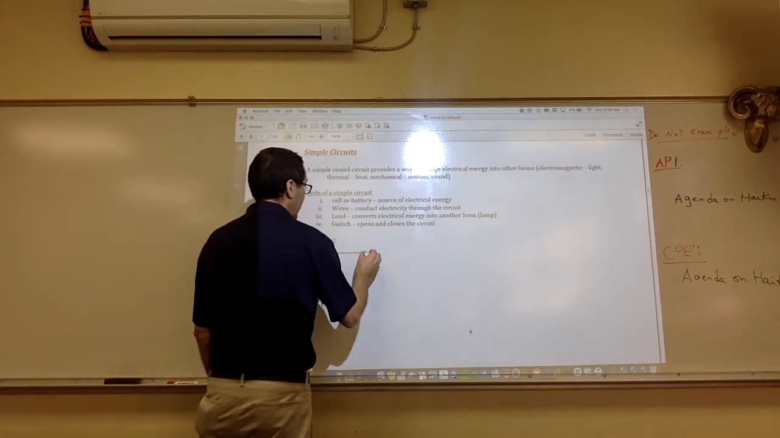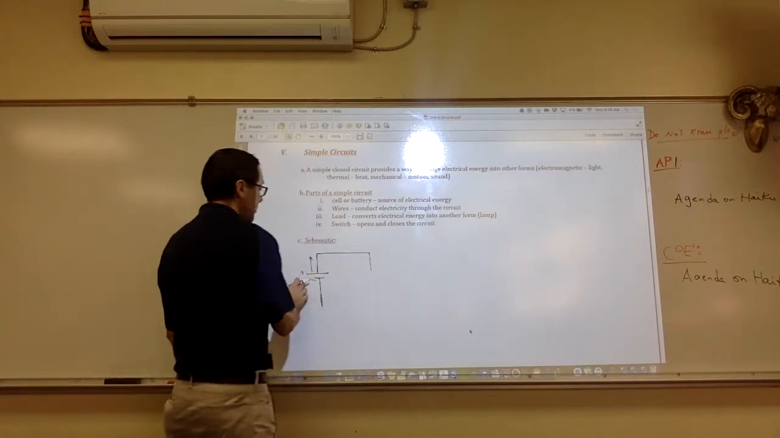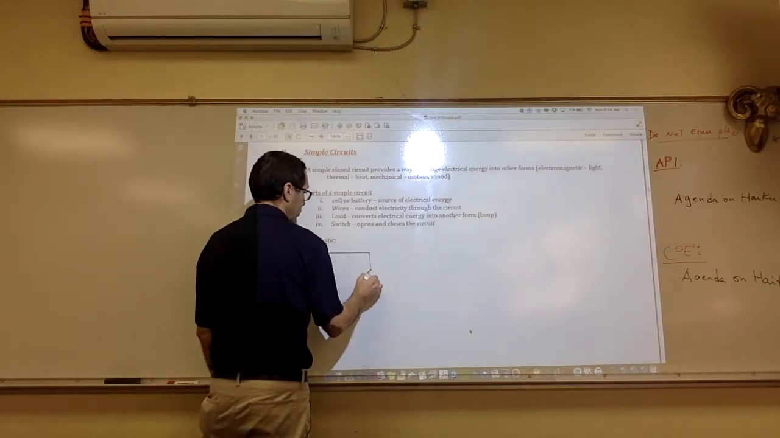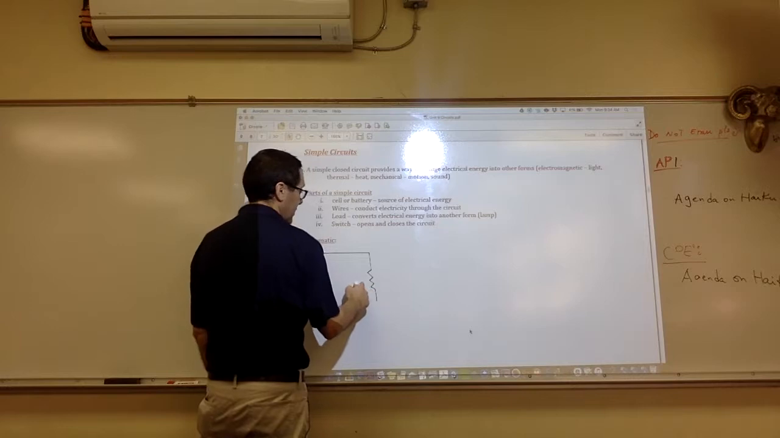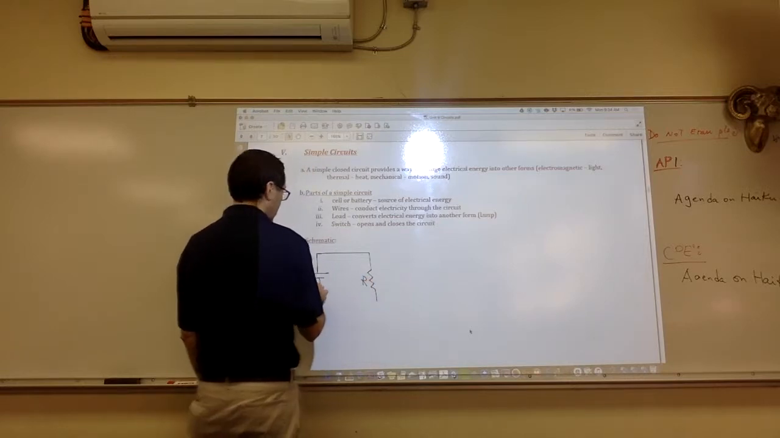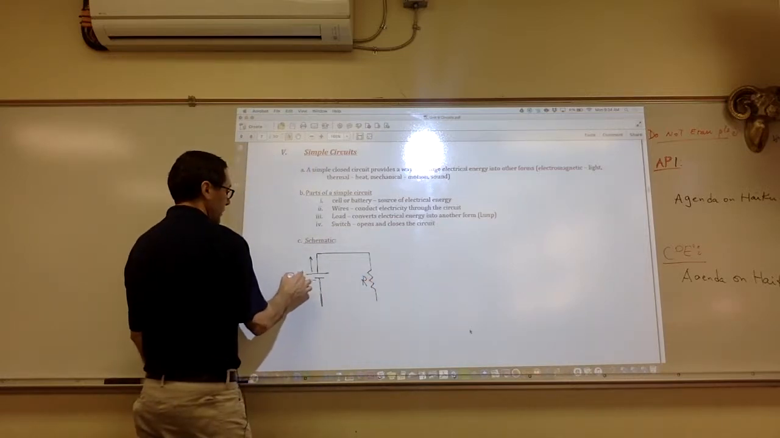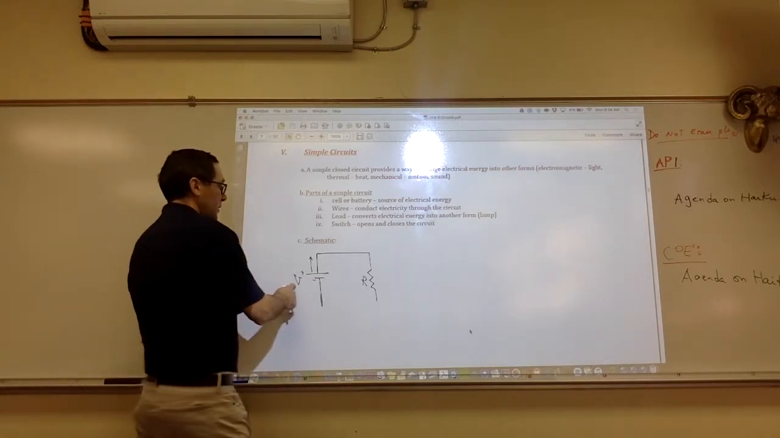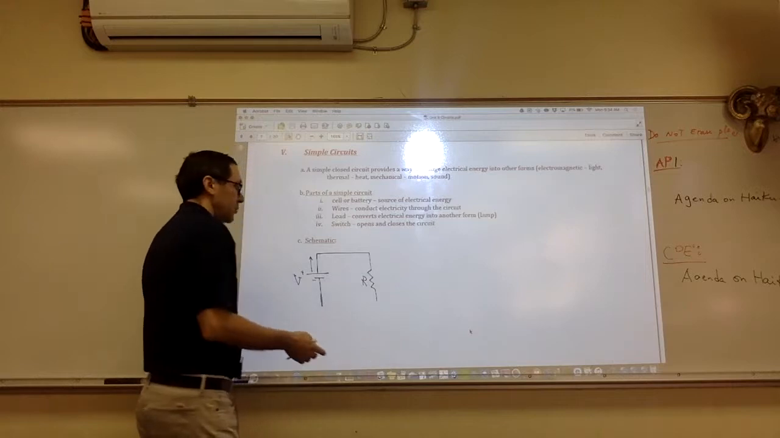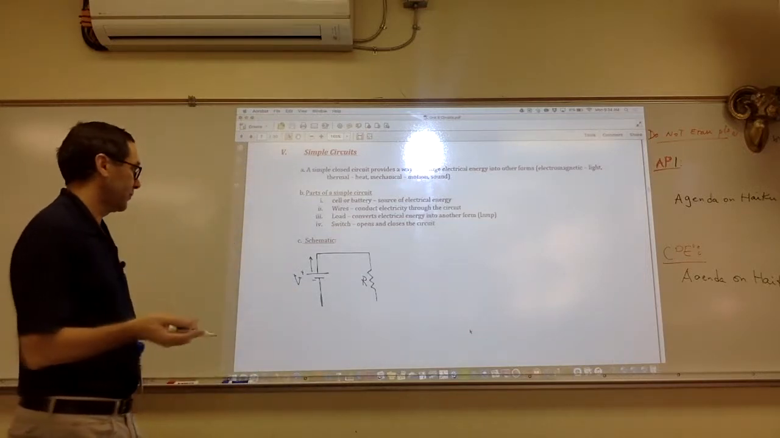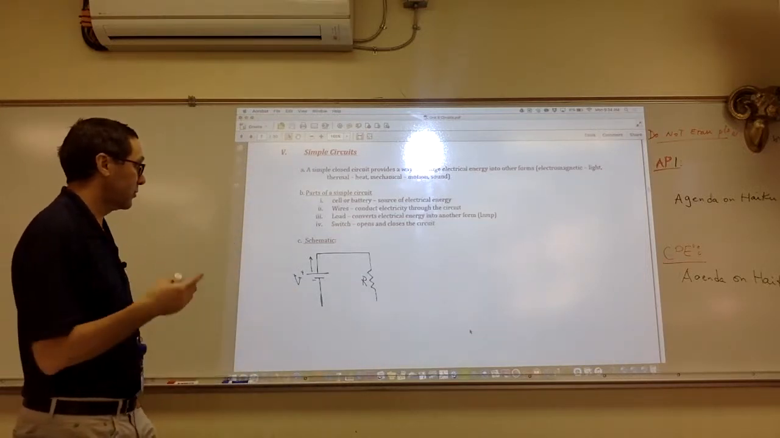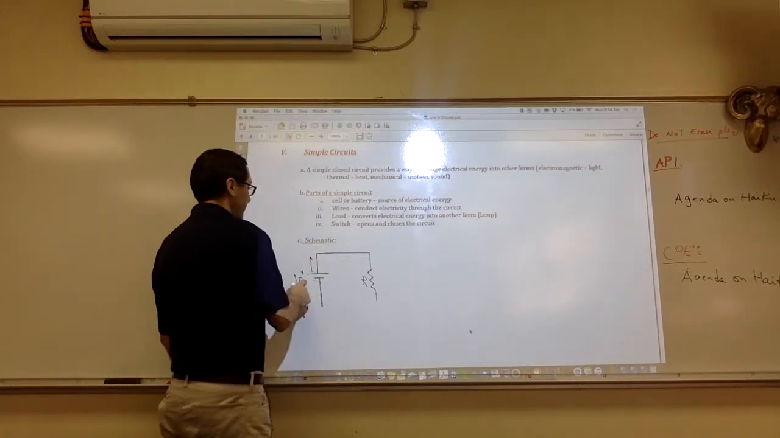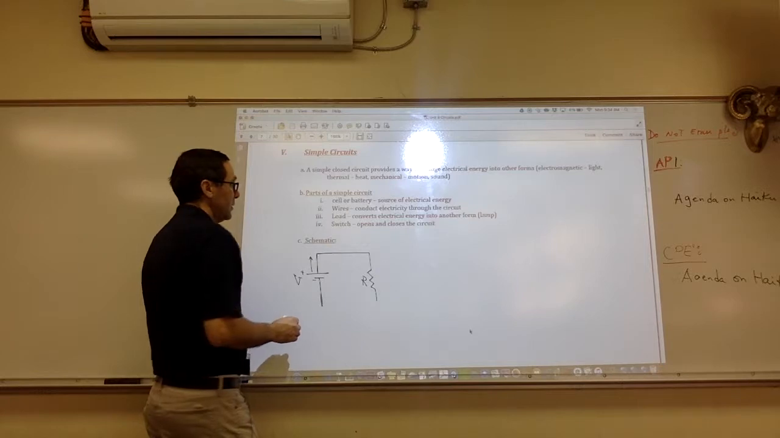Then you have to have something that will use up this energy. So we put a resistor there. That's the symbol for a resistor. This is a battery. Batteries provide a voltage or basically energy. This resistor could be anything. It could be a light bulb, it could be a doorbell, it could be a microwave, it could be pretty much anything you want it to be. So it's basically something that's going to use up the energy.